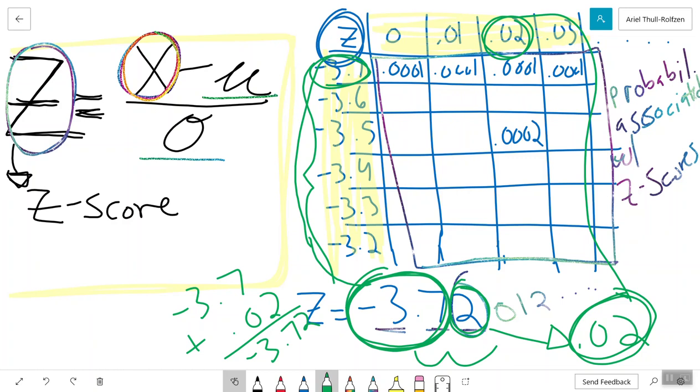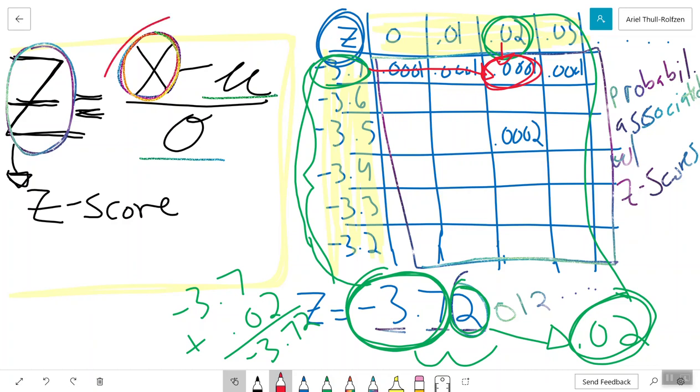So now what we're going to talk about is that body of the table. When I have found my top number and my side number on the table that are associated with my z-score, which make up my z-score, I should say, I'm going to follow them over to where they meet. And these two guys, negative 3.7 and 0.02, they meet right here. And remember what we had said, that the body is the probability associated with each of our z-scores.